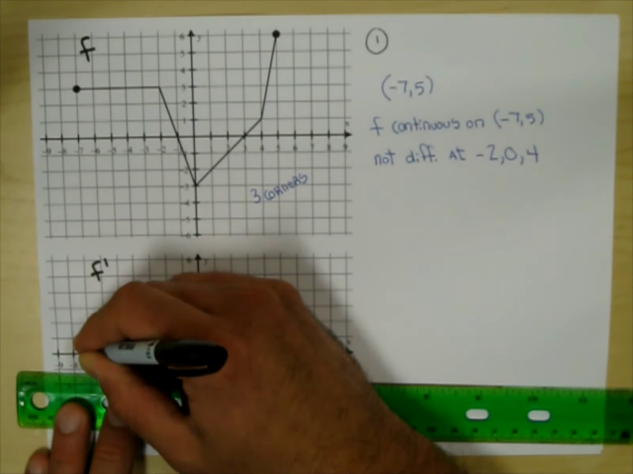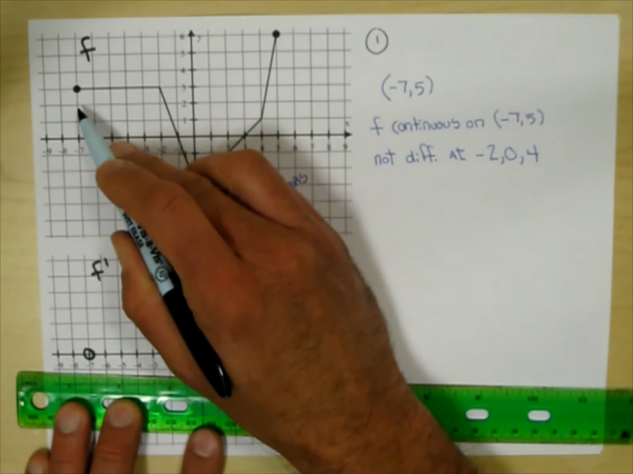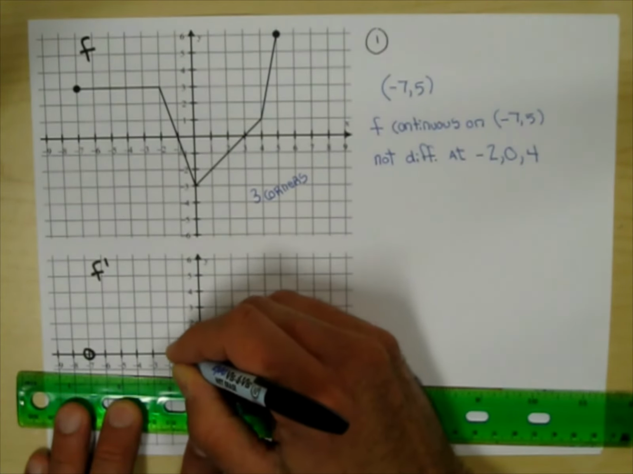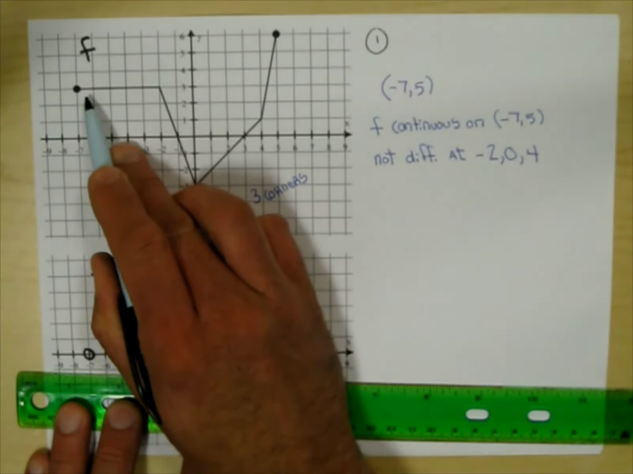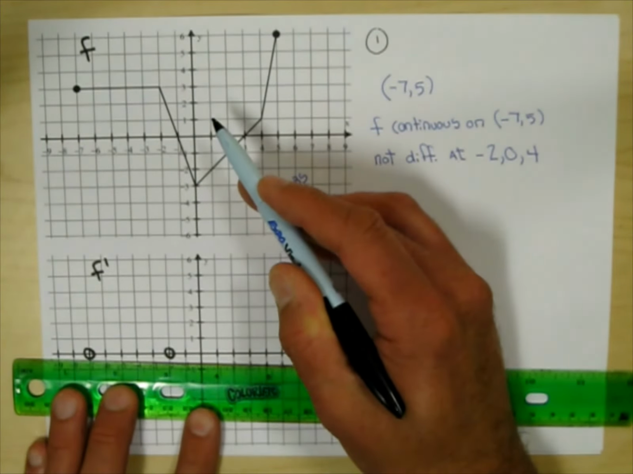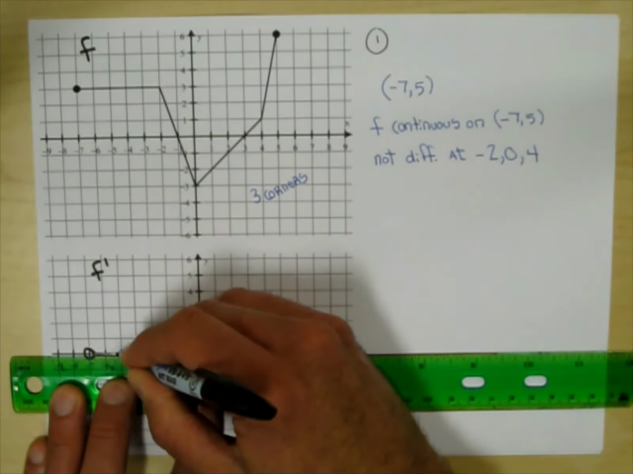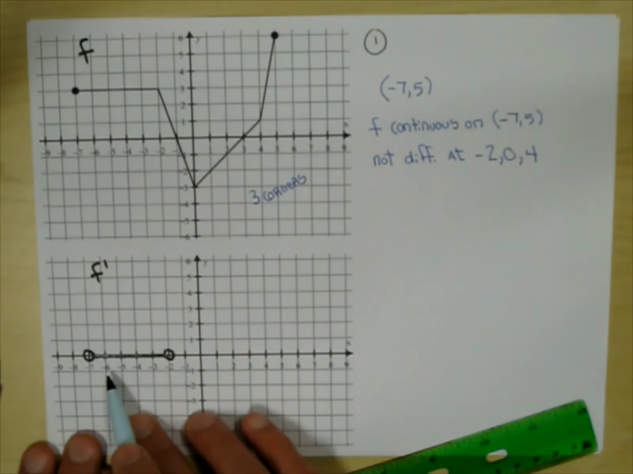Not including -7, so we're going to put an open circle at -7 because it's out of our range. And -2, it's not differentiable at -2, so I'm going to put an open circle there as well. But the slope here is 0, 0, 0, 0, so it's going to be a horizontal line right there. So there's the first part of our answer, kind of smeared it there.